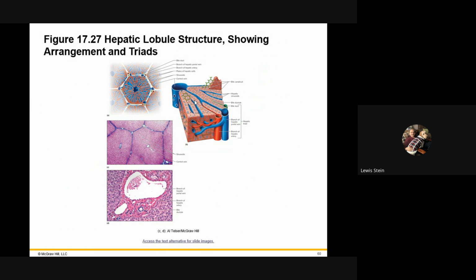What makes it less toxic is the liver, and this is what the liver does a lot with toxins. It makes them more water soluble, so the kidney can get rid of them. It's a good thing.